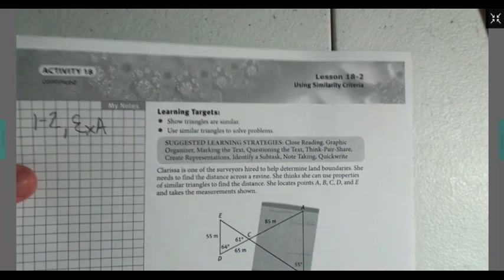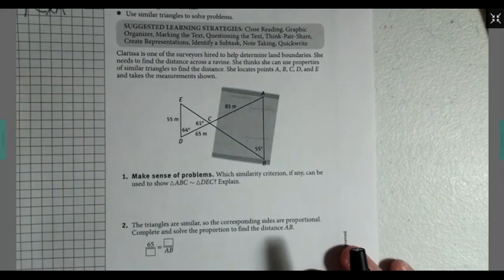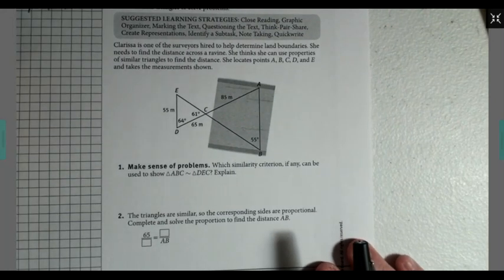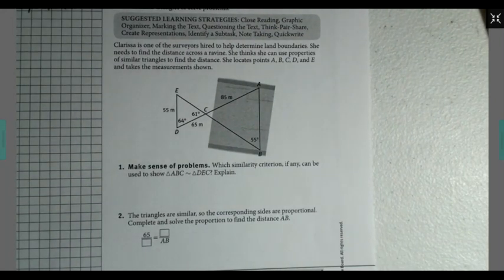It says, Clarissa is one of the surveyors hired to help determine land boundaries. She needs to find the distance along a ravine. She thinks she can use properties of similar triangles to find the distance. She locates points A, B, C, D, and E and takes the measurements shown.